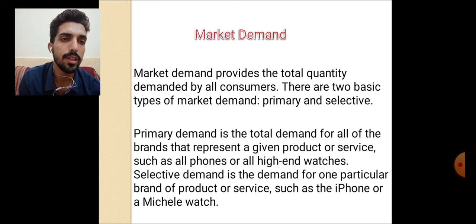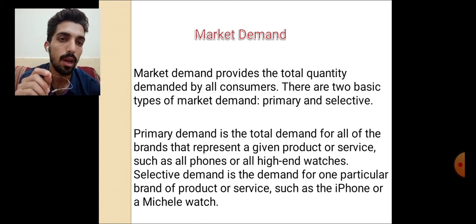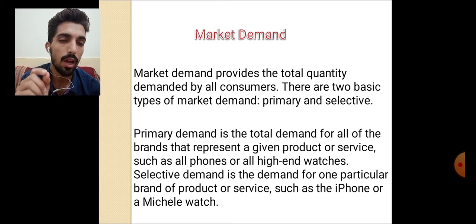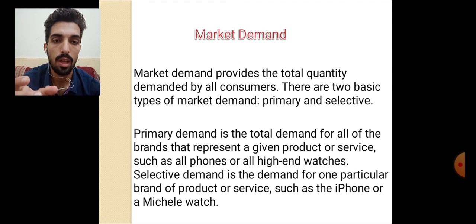Now we go to market demand. Market demand provides the total quantity demanded by all consumers. There are two basic types of market demand: primary and selective. Primary demand is the total demand for all of the brands present in a given product or service, such as all phones, all high-end watches. Selective demand is the demand for a particular brand of a product or service, such as an iPhone or a Michael Kors watch.